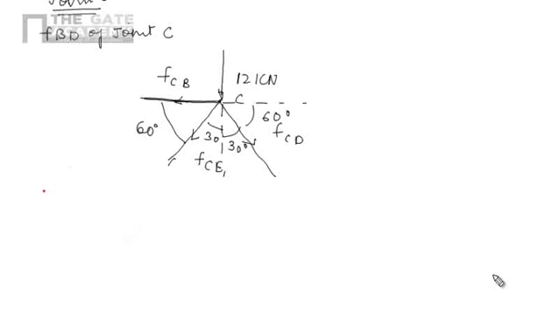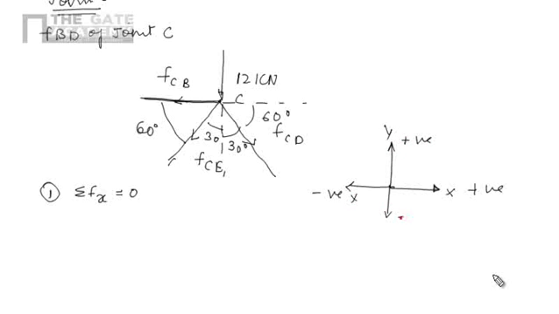So let's apply the conditions of equilibrium in the case of joint C. First equation: algebraic summation of all horizontal forces should be 0. In the horizontal direction, we have CB. First of all, I will draw coordinate axes x and y. It is positive x, negative x, positive y, and negative y.